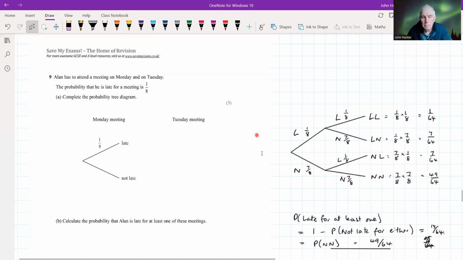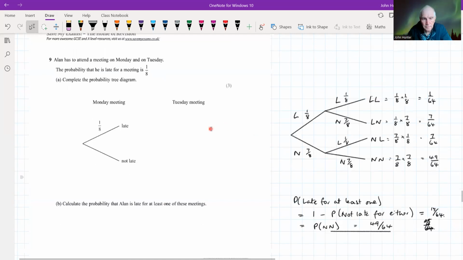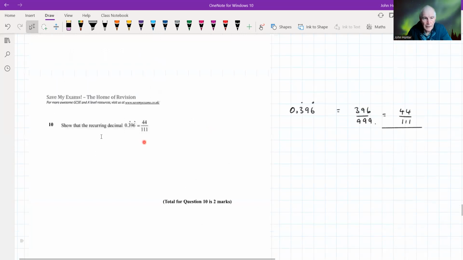Okay, so that's what that is. Probability tree. Show that the recurring decimal 0.396 recurring is equal to 44/111. Well, the thing to remember here is that anything that's recurring, and this notation with the dots means that this decimal is 0.396396396396396. We need to take the recurring part, and if it's got 3 digits, we put it over 999.